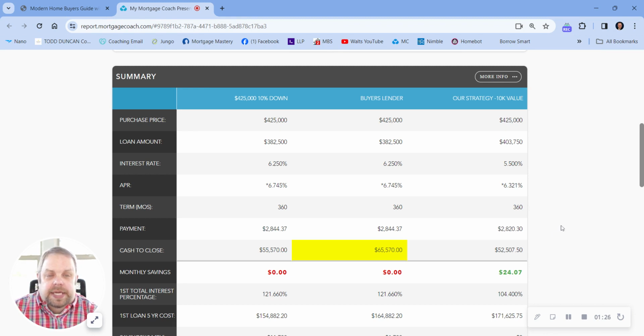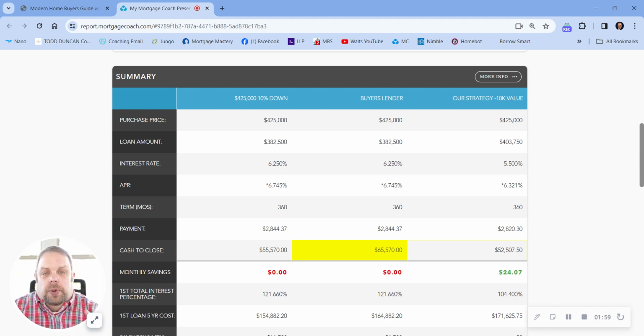Now, let's say that the client has affordability. He doesn't have $10,000 extra to put towards the transaction, and his payment can't go higher than $2,844 a month. So with our strategy, we will protect purchase price. We will protect interest rate, actually lower his interest rate by buying down his rate. We'll protect payment, and we'll protect cash to close by restructuring.